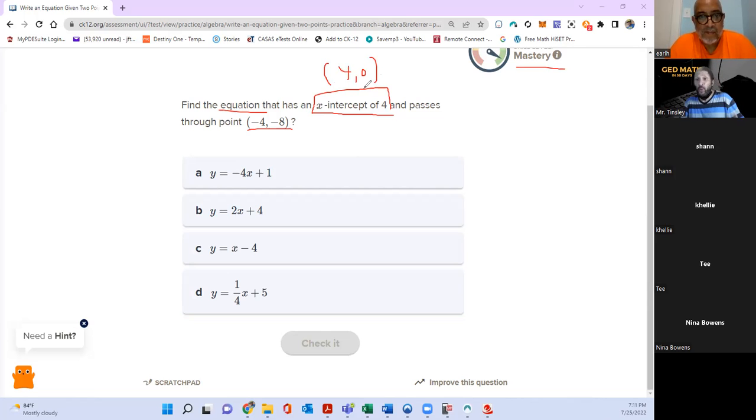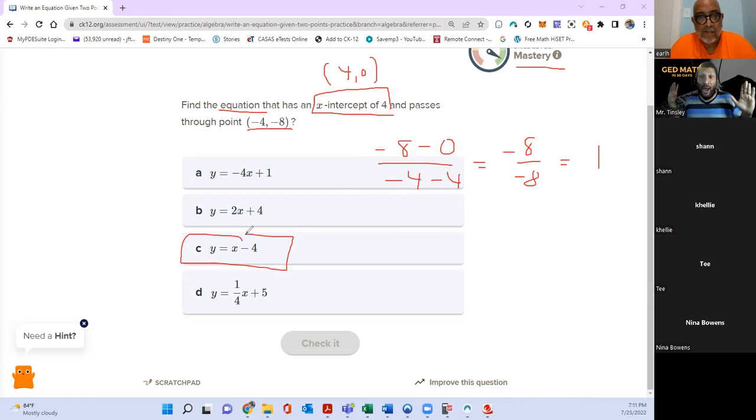So now you have 2 points to find your slope. So -8 minus 0 over -4 minus 4, that's -8 over -8. My slope is 1. There's only one equation here that has a slope of 1. I'm done. I don't even have to find a y-intercept because there's only one equation that has a slope of 1. But again, most people would have solved this and not known where to go.